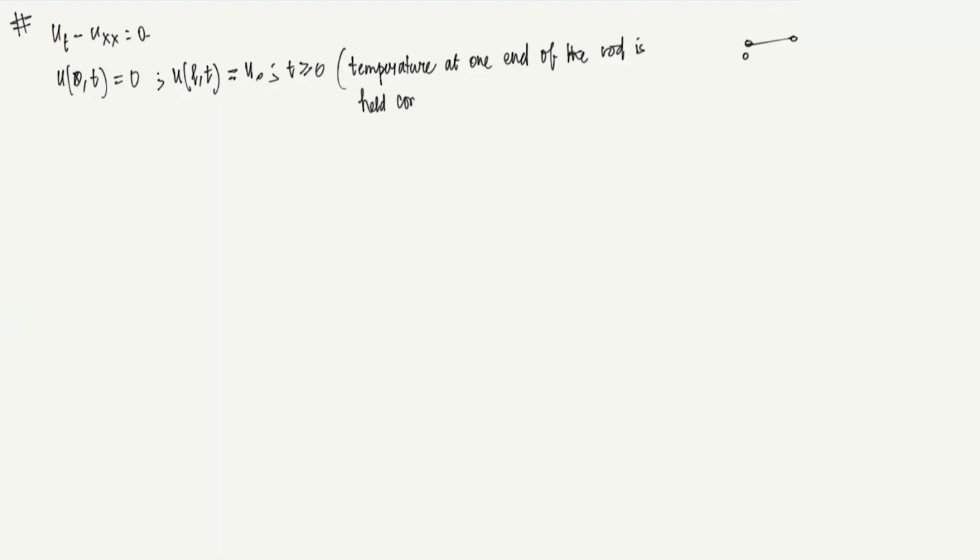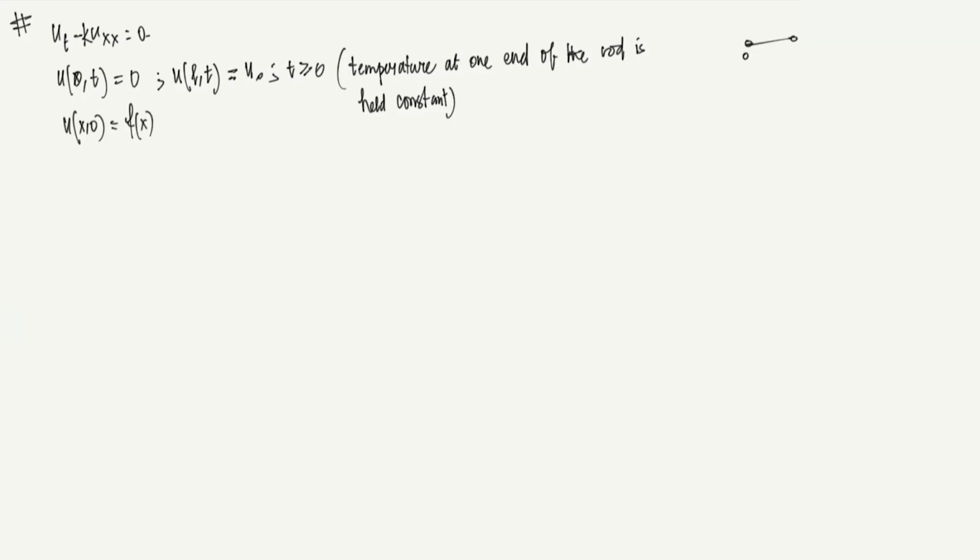Okay, constant. If that is the case, then u of L,t equals u naught. Then the problem is u_t equals k times u_xx. Forget about k for now, or maybe I can put it in, it doesn't matter. And then you have this initial condition, u of x,0 equals f of x.